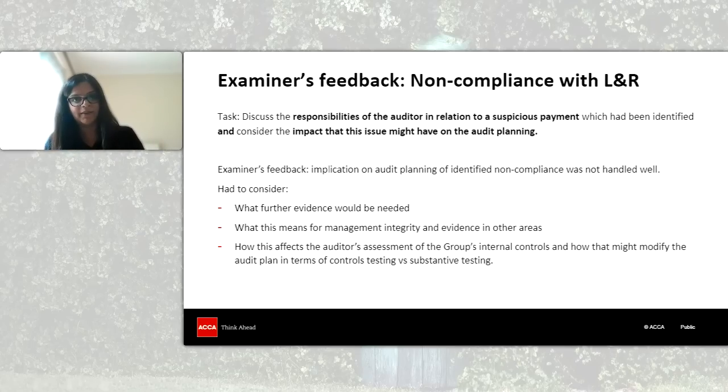substantive testing. If after this session today, you go back and attempt all the questions on non-compliance, they always have these points, because this is the implication of an identified breach on audit planning. So again, students who were aware of that were able to get those marks, and those who weren't, of course, struggled with getting the available marks.